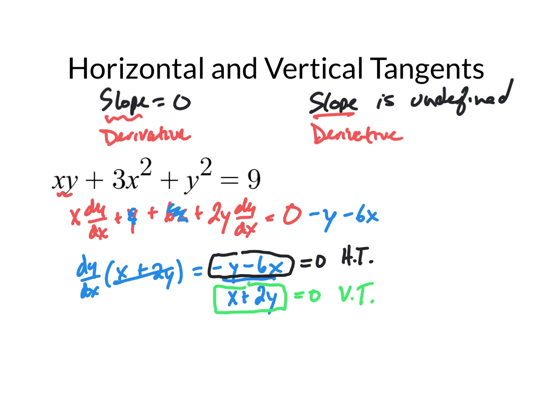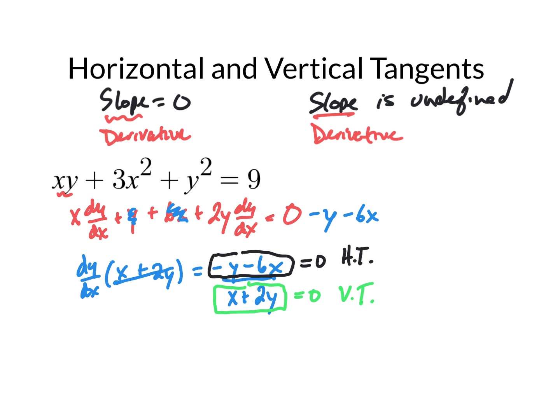Now, this will always be true for any type of function. When you're doing polars, when you're doing parametrics, if you're doing non-implicit derivatives, when you are asked for where a slope is 0, where the horizontal tangents are, you simply set your derivative equal to 0. Specifically, in the case of a fraction, the numerator. If you're asked to figure out where it is undefined, you must figure out where the denominator is 0. If there is no denominator, there is nothing that would make the derivative undefined. You are then able to say there are no vertical tangents.